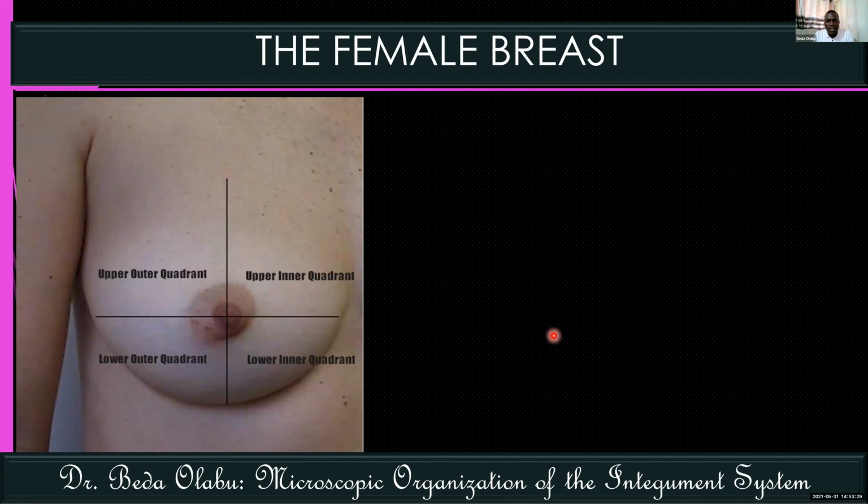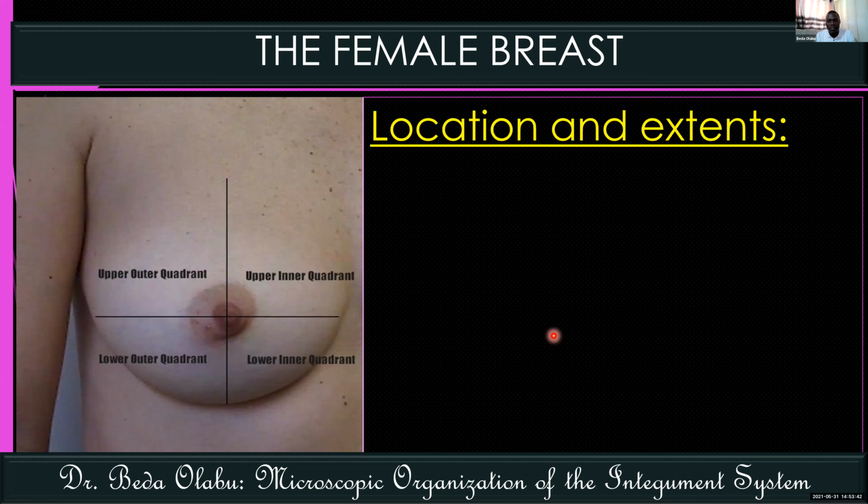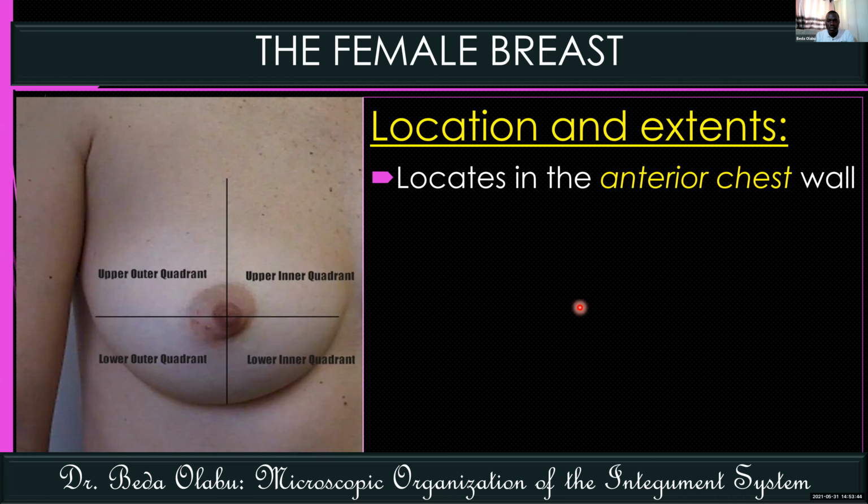The last gland I want to talk about is the breast. We will talk about the female breast and not the male breast, because the female breast is more interesting to talk about, and there's nothing much to say about the male breast, but males also have breasts. The female breast is located in the anterior chest wall. Usually there's a potential space that separates the breast tissue from the muscles. That potential space is what we call the retromammary space.